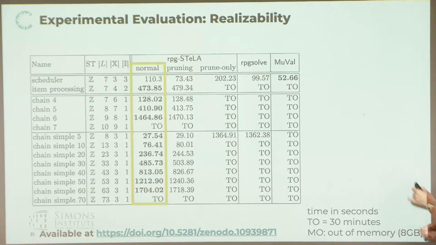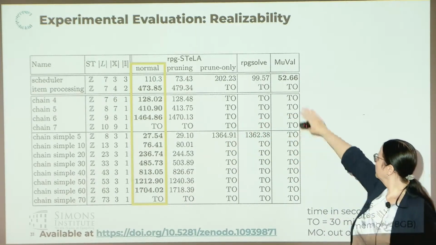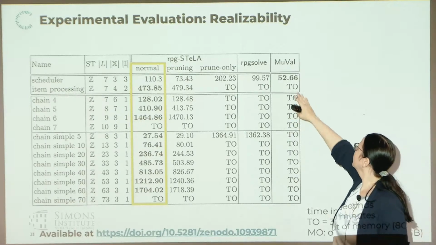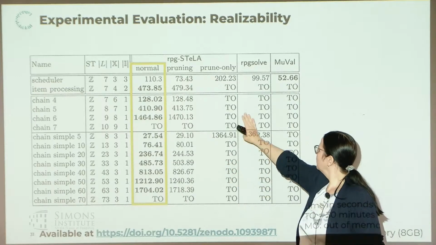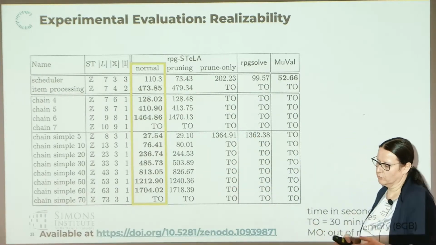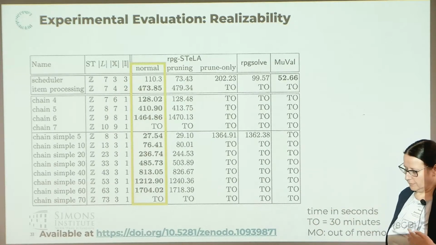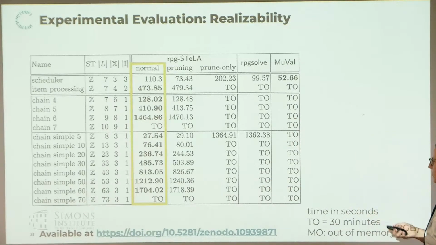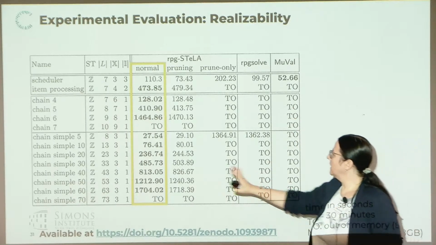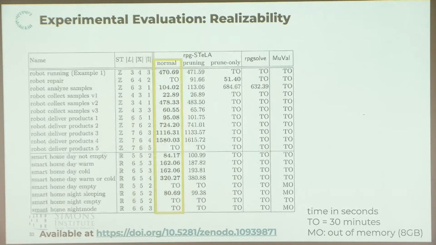As expected, RPG Stella outperforms the pure RPG solver and also MuVal in most cases, except for this one. We also compare to just pruning, which is just using the abstraction to determine the value of the under-approximation that we have. But in most cases, this is just not very helpful. So we really need the templates and the helpful edges in order to perform this cached computation of the results.